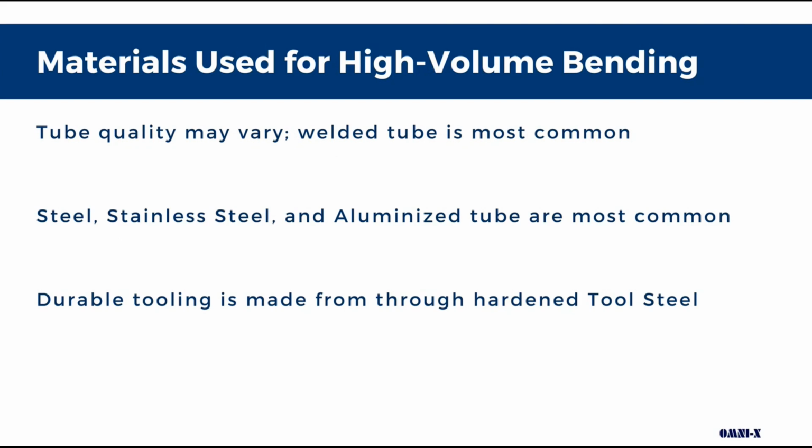High volume bending applications do not necessarily use the highest quality tube material that is available. On the other hand, high volume bending aims to achieve repeatability across multiple production runs over a medium to long-term horizon, so maintaining consistency of the tube material is paramount. The most common types of tube materials for high volume bending are steel, stainless steel, and aluminized tubes. The durable tooling for high volume bending is typically made from through hardened tool steel.